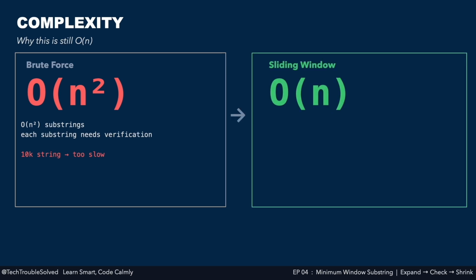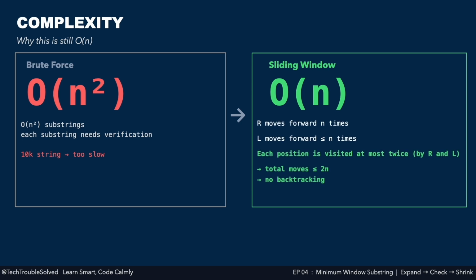Sliding window is O of n. Here is why in plain English. R visits every character exactly once, left to right, no going back, n moves. L also only ever moves forward. It can never overtake R. So it makes at most n moves too. Together, at most 2n moves. That's linear, O of n.